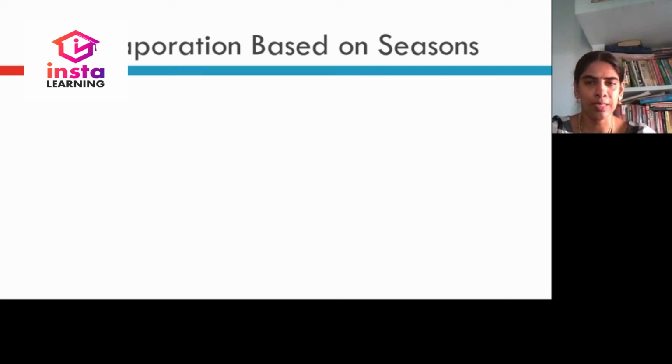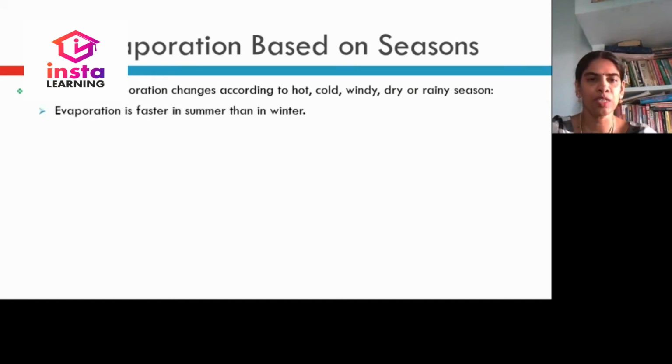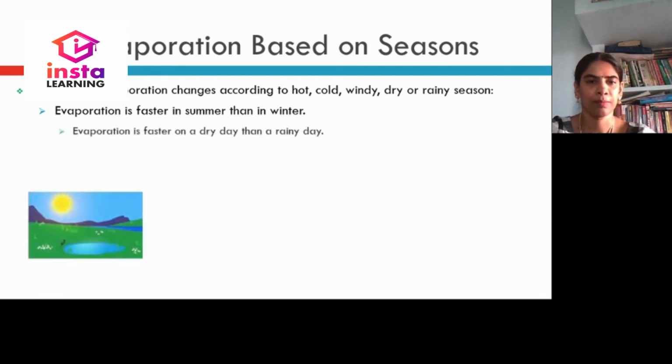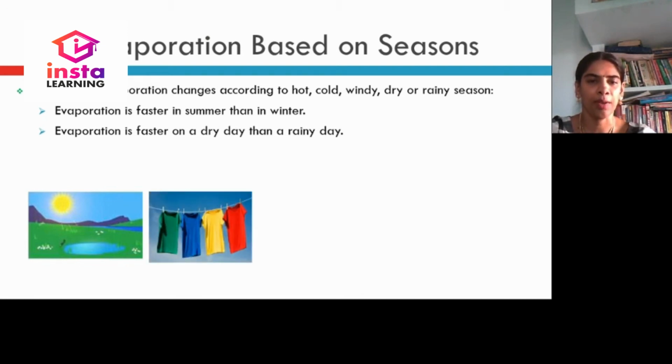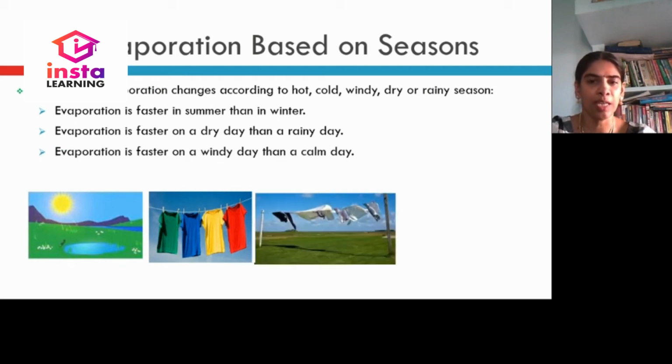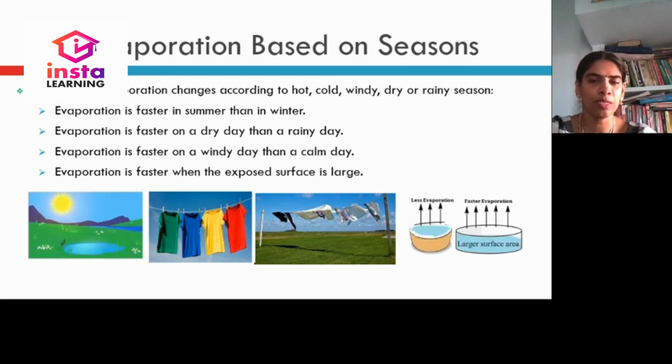Evaporation based on seasons. The rate of evaporation changes according to hot, cold, windy, dry or rainy seasons. Evaporation is faster in summer than in winter. Evaporation is faster on a dry day than a rainy day. Evaporation is faster on a windy day than a calm day. Evaporation is faster when the exposed surface is large.